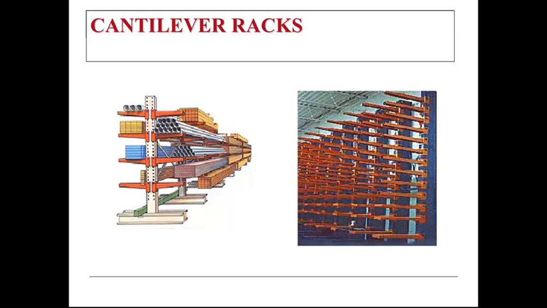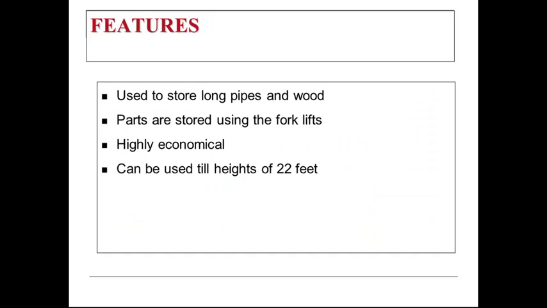The cantilever racks, as you can see, this type of storage system, if you go to Home Depot or Lowe's, they use them for construction materials. So the idea is that you have flexibility. These are for very long items, could be wood or anything else. So it's used to store long pipes or wood. Parts are stored using the forklift, highly economical, and can be used up to steel heights of 22 feet.